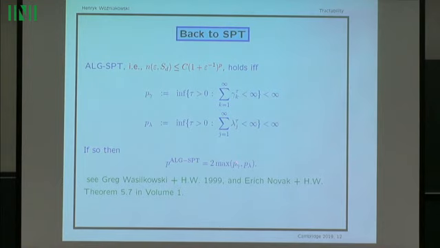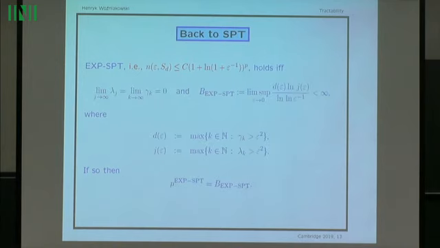In fact, at least the first occurrence of this theorem was proven by Greg Wasilkowski and myself already in 1999, but the most general case with all possible generalizations, which I'm not covering here, is covered in Theorem 5.7 in volume 1 of our book with Erich Novak. Okay, so that's algebraic complexity. How about the exponential tractability? That's the recent work with Friedrich Pillichshammer and Peter Kritzer.